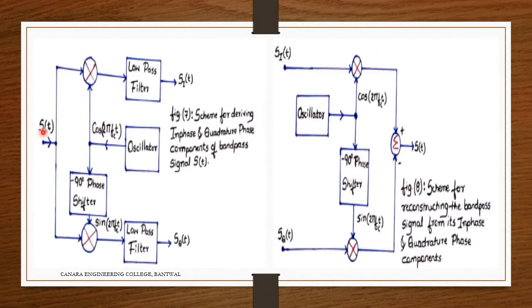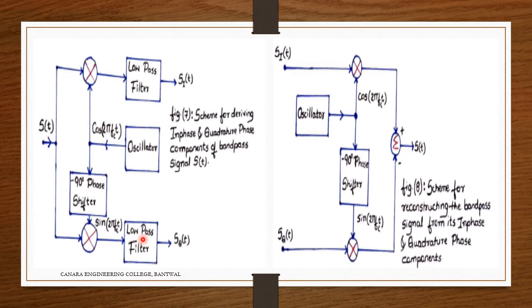This is the s of t that we will be sending, and we will be passing it on to the low pass filter. But before that we will be multiplying it with the oscillator signal, and we call this one si of t, the in phase component. Then again the same reference signal, we will be shifting by 90 degrees, using a minus 90 degree phase shifter, and we call this one the quadrature phase component, and we are passing it to the low pass filter.